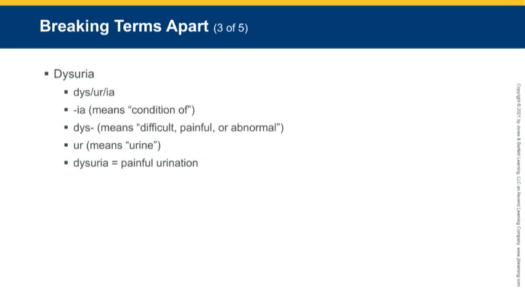The term dysuria breaks down as follows. The suffix ia means condition, the prefix dys- means difficult or painful, and the root ur refers to urine. Dysuria means painful urination.